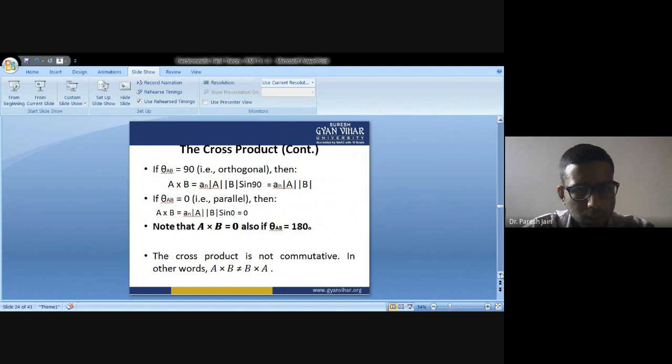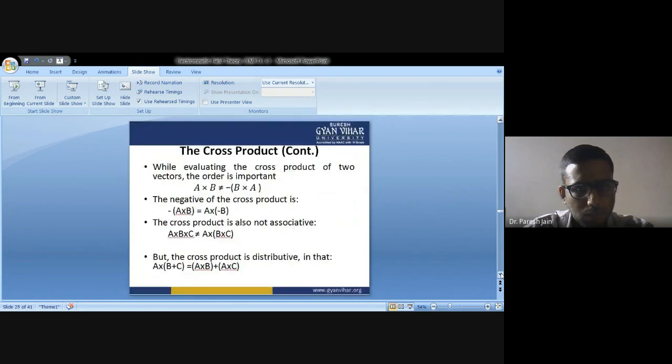The cross product is not commutative. In other words, A cross B is not equal to B cross A. It is not possible because two vector quantities are multiplied with the cross product and produce a vector quantity. So that's why it is not commutative. While evaluating the cross product of two vectors, the order is important. So A cross B is equal to minus of (B cross A).